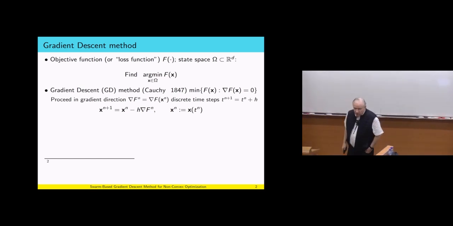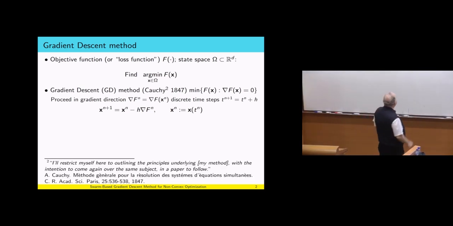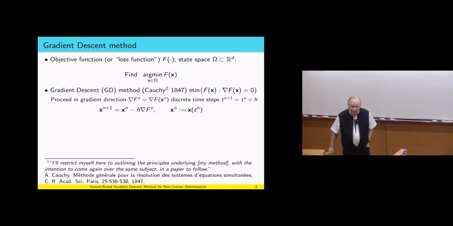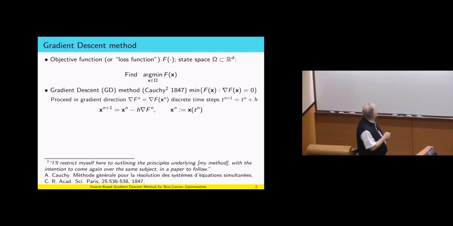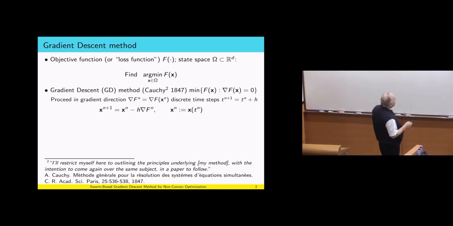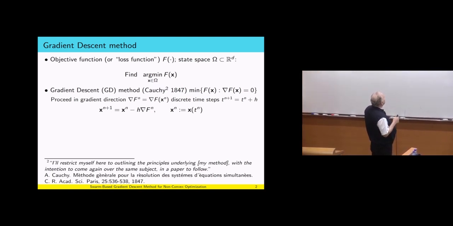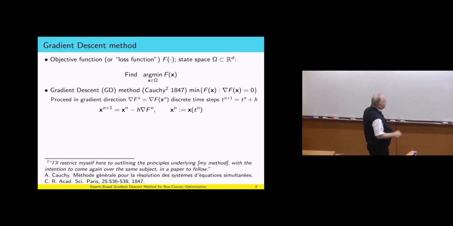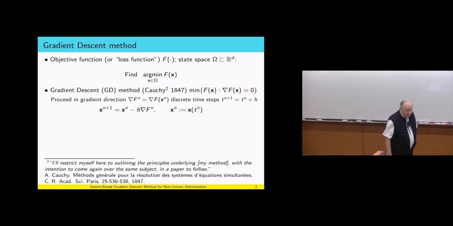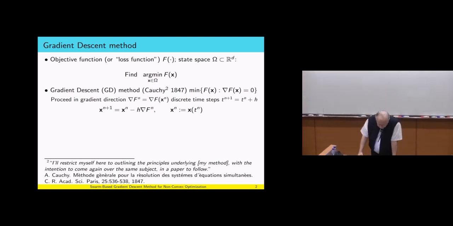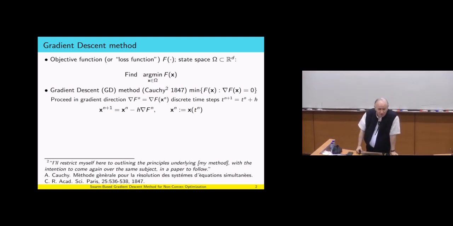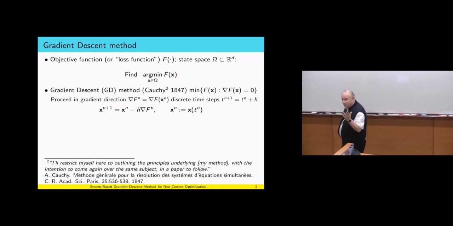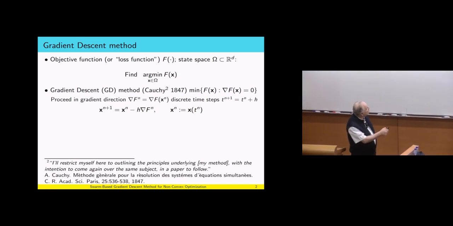It's actually interesting to read what Cauchy wrote in 1847 when he invented the method. He wrote, "I will restrict myself here to outlining the principle underlying my method, with the intention to come again over the same subject in a paper to follow." But he never did. So it is impossible to explain or to try to cover even the impact of the gradient descent method. But we will all agree that in the gradient descent method, once we decide about the direction, the only thing that remains to be done is the protocol for choosing the step size.